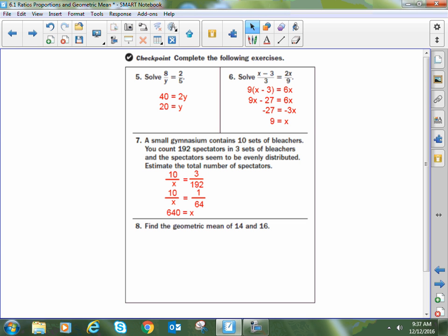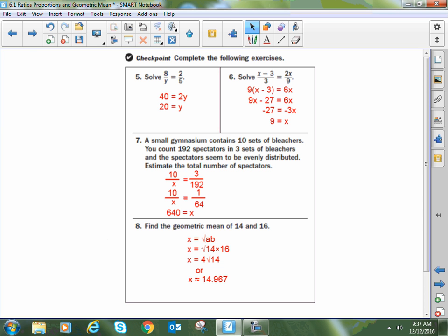And then find the geometric mean of 14 and 16. Well, here, multiply the 14 and 16 together and take the square root of it, and we're going to get 4 radical 4 is the exact value. Or if we wrote it as a decimal value, we would round it to 3 decimal places, and I would say x is approximately equal to 14.967.